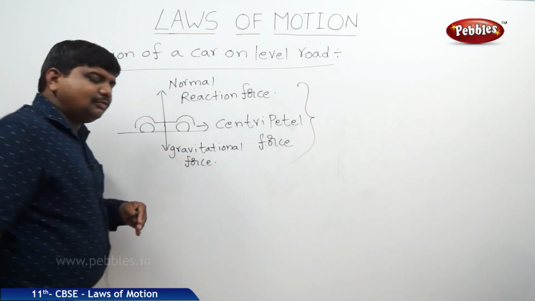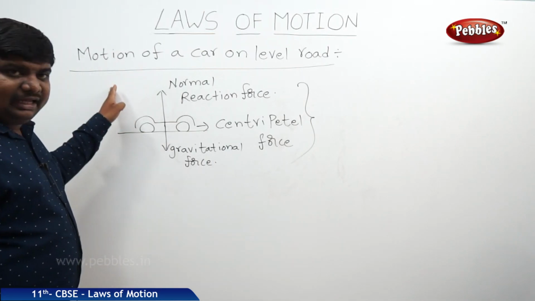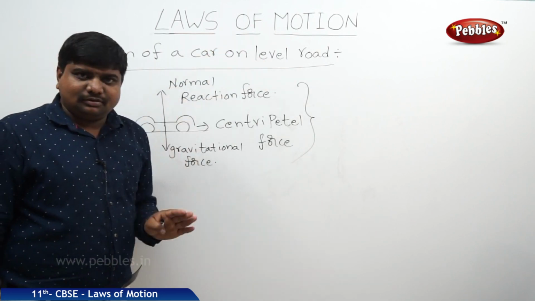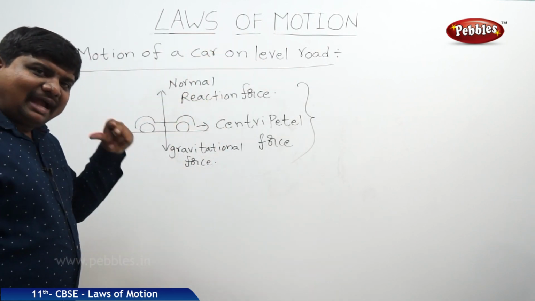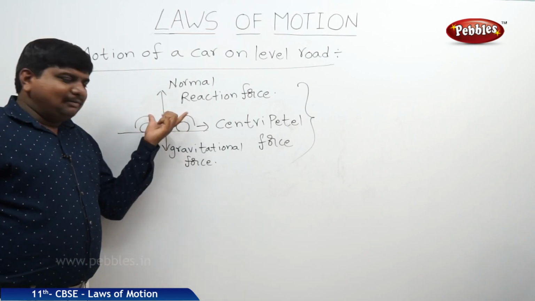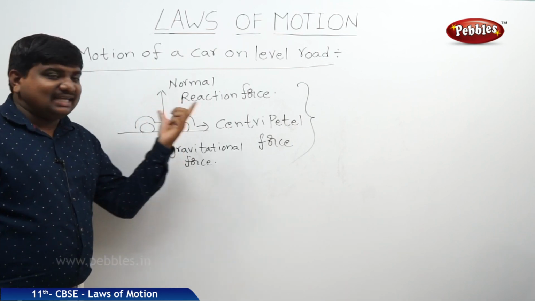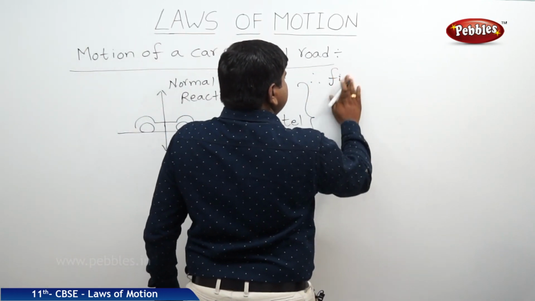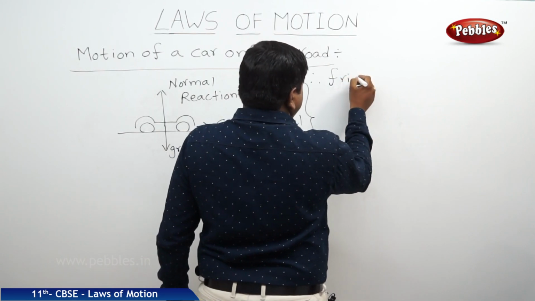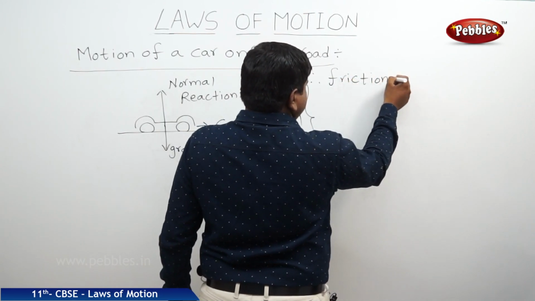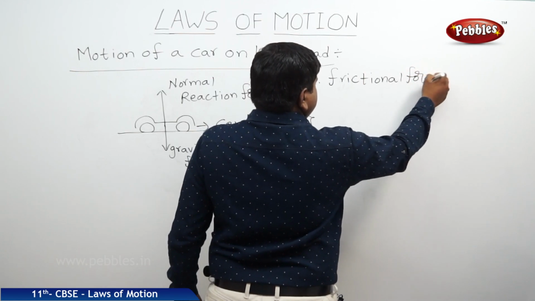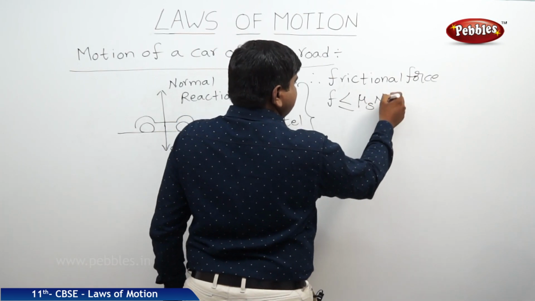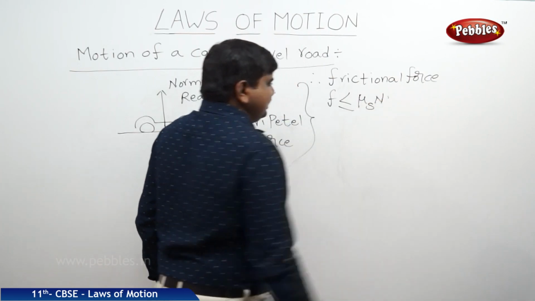These are the three major forces which are acting on the body, whether it is a car or any two-wheeler or four-wheeler which is traveling on a level road. Now we should find out what should be the maximum velocity to be maintained by this vehicle to keep on the same path. So we know that frictional force f is less than or equal to mu s n, because the body is in the static friction initially.